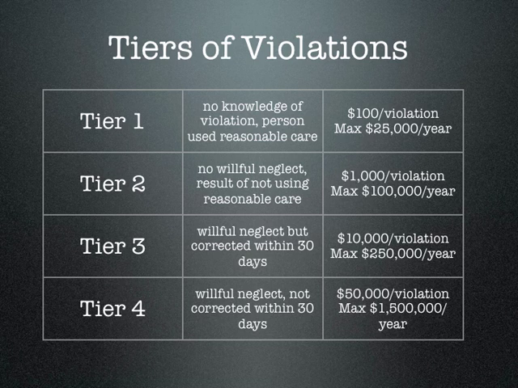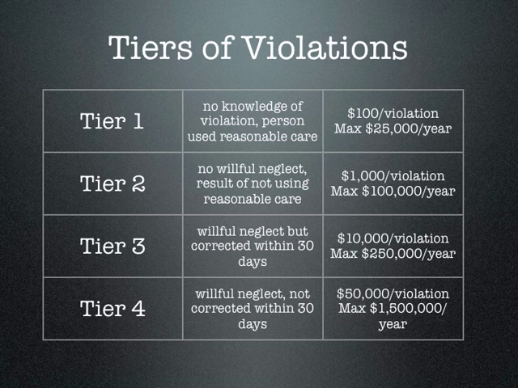Tier 2 is when someone really did not want to violate HIPAA, but they also weren't trained properly or they just didn't use the proper care that they should have been using. This would normally occur from not being trained properly. In this case, still an accident, but still $1,000 per violation with a maximum of $100,000 per year.